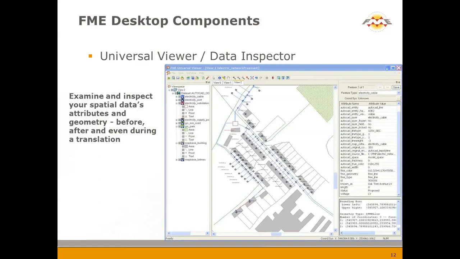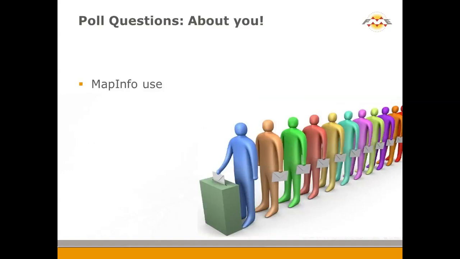And sometimes people go, well, my GIS doesn't show these underlying problems. It kind of fixes the view. Well, our whole purpose with the inspector and the viewer is to show the data, whether it's good, bad, or ugly. So another poll.